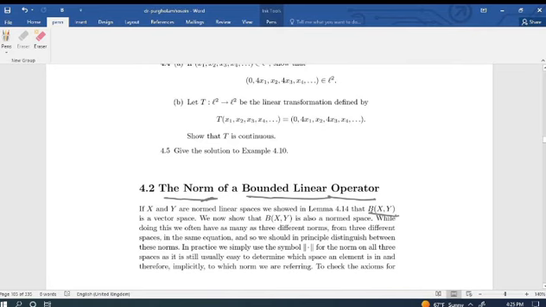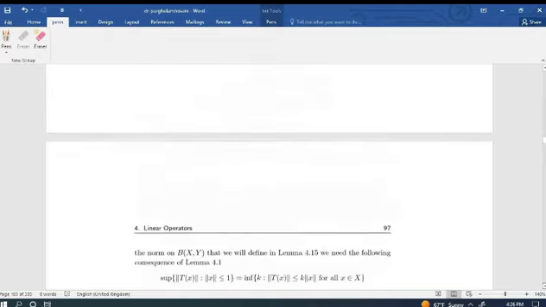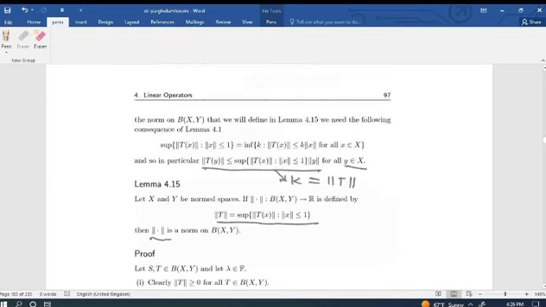Now for this section, we have the norm of a bounded linear operator. As we see, B(X, Y) is a vector space. If we associate a norm to this vector space, it will be a normed space. So we want to show that B(X, Y) is also a normed space. For defining a norm on this space, we need this lemma.